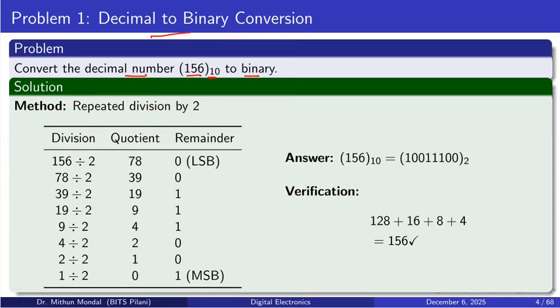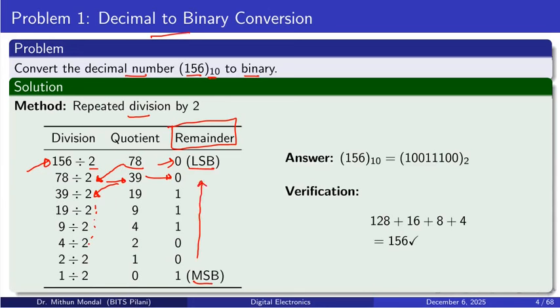We take the number 156 and we do repeated division by 2. So let us start with 156. We divide by 2, so we get the quotient as 78 and the remainder as 0. Then we move to 78 divided by 2, we get the quotient 39 and the remainder is 0. Then we take the number 39 and keep on dividing until the last, and we obtain the remainders. The remainders are read from the last, which is the MSB. MSB stands for most significant bit, and we have the LSB, which is the least significant bit.